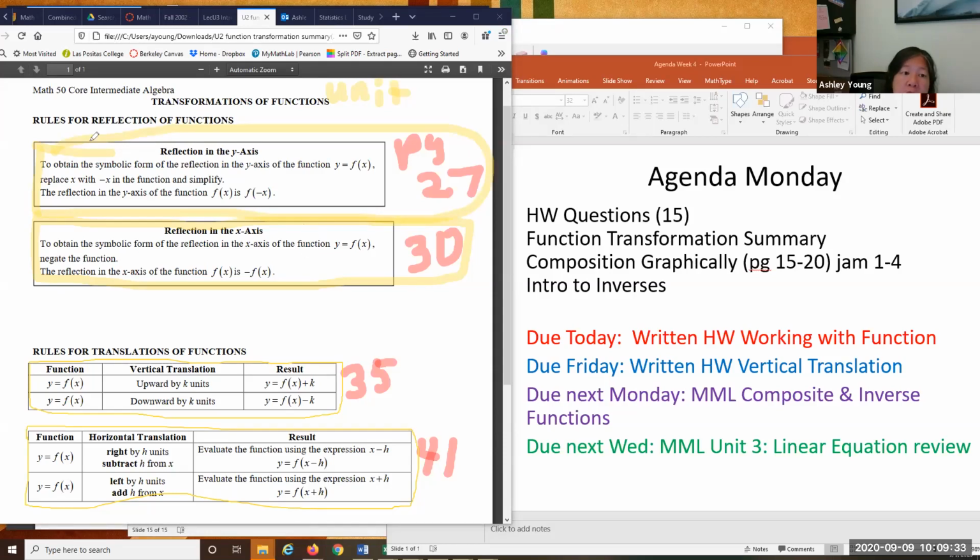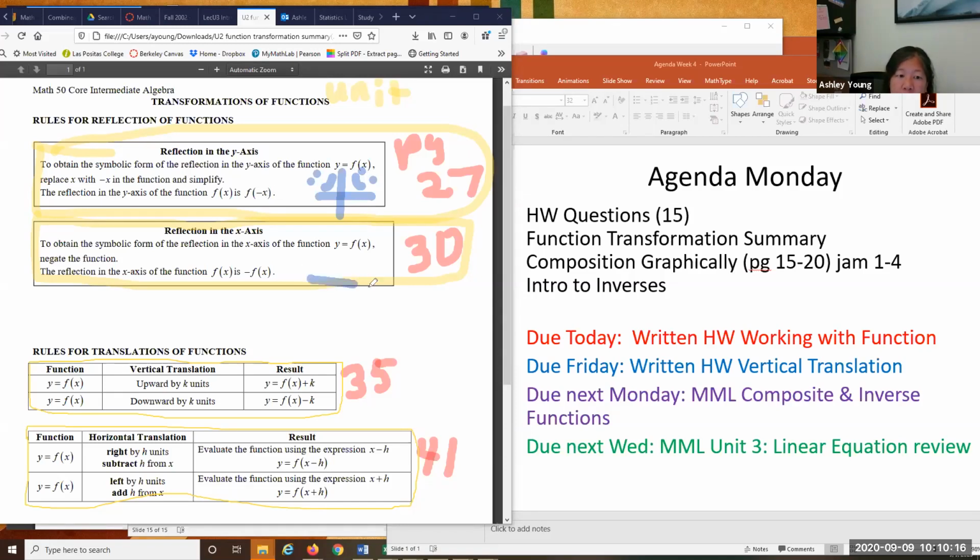So again, just to summarize, if you're reflecting, in other words, if I want to reflect across the y-axis, so here's my axis, and I want this to go there, across the y-axis, then the y's stay the same, the x's become negative x, opposite. If it's negative, it becomes positive, if it's positive, it becomes negative. So I just replace the x with negative x.